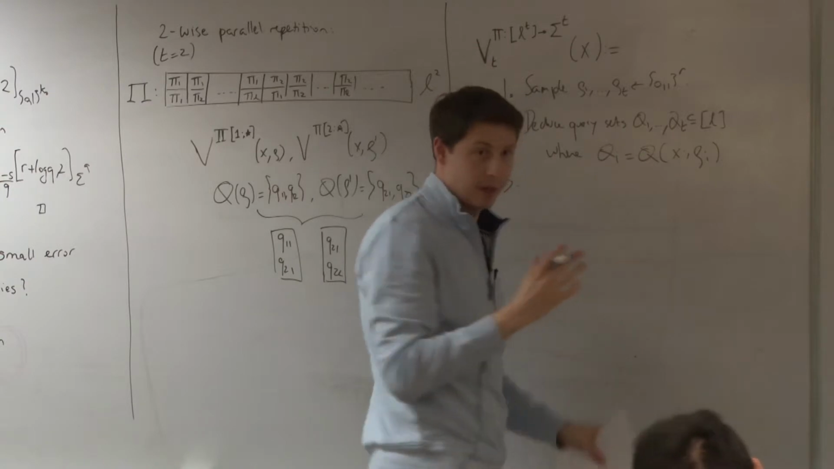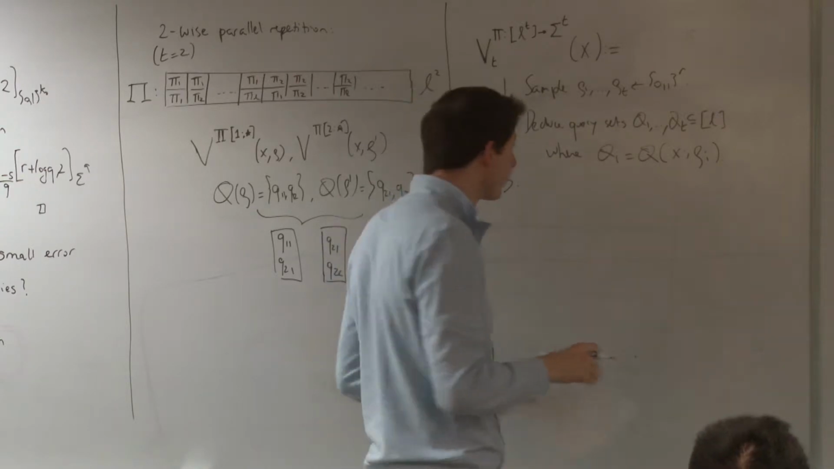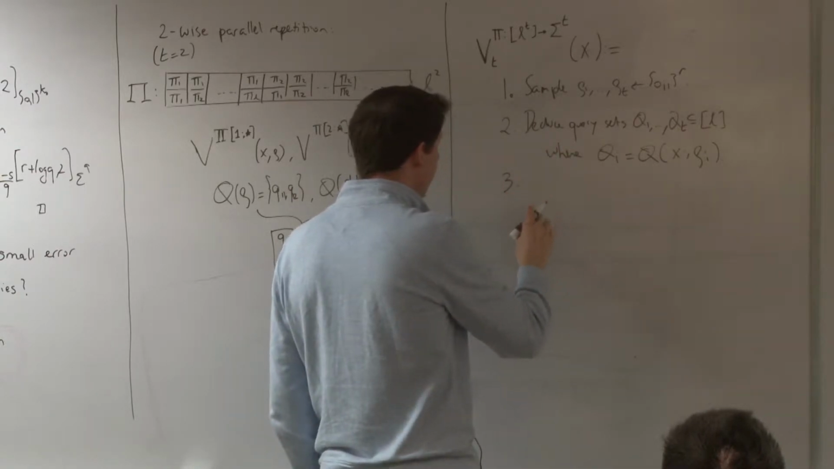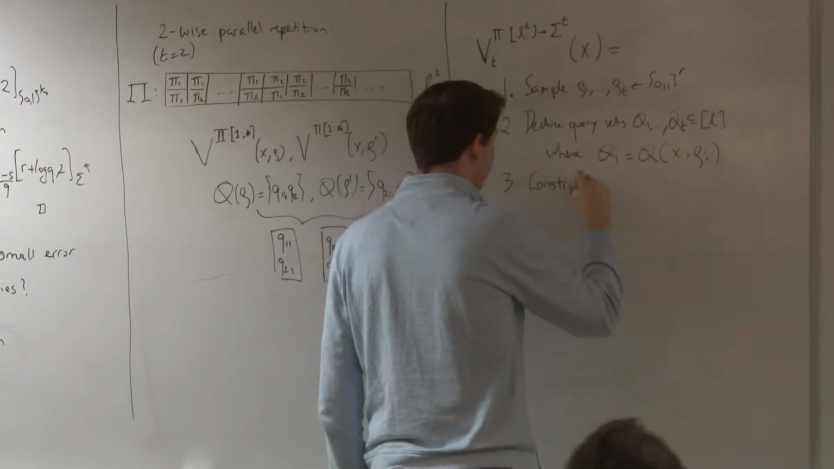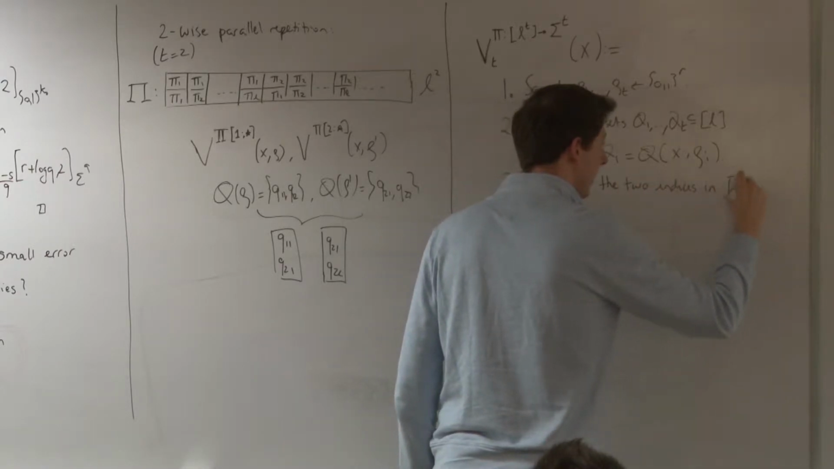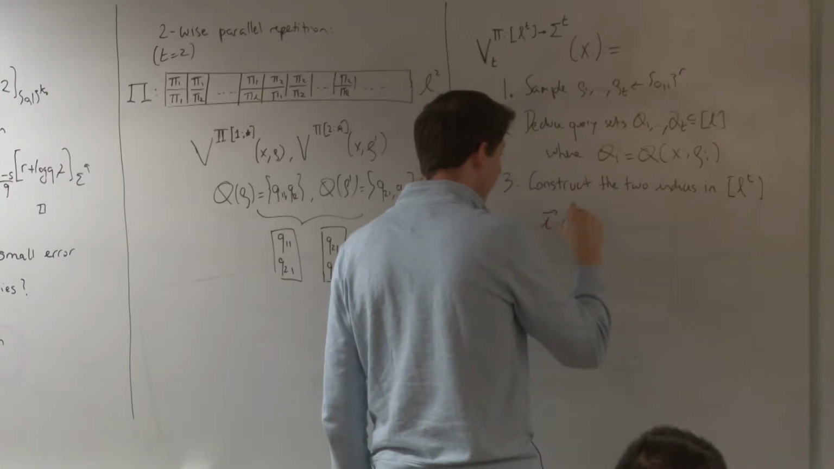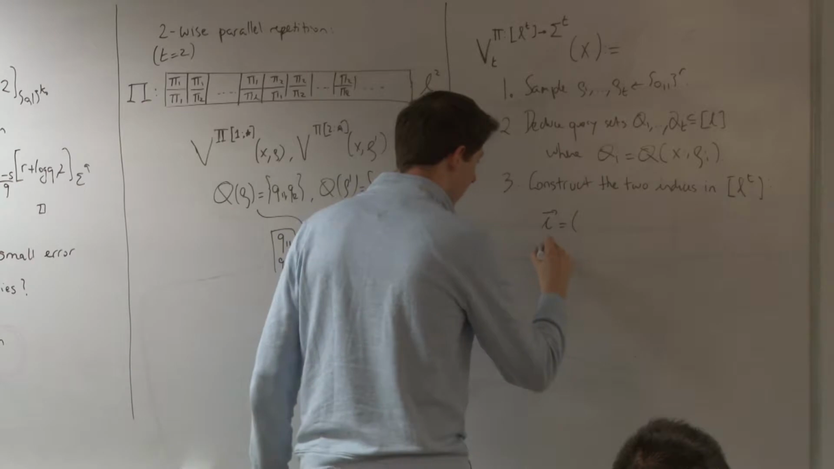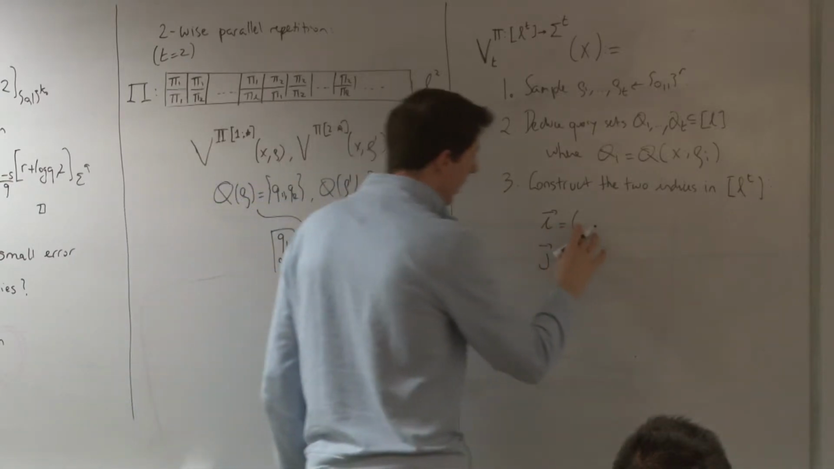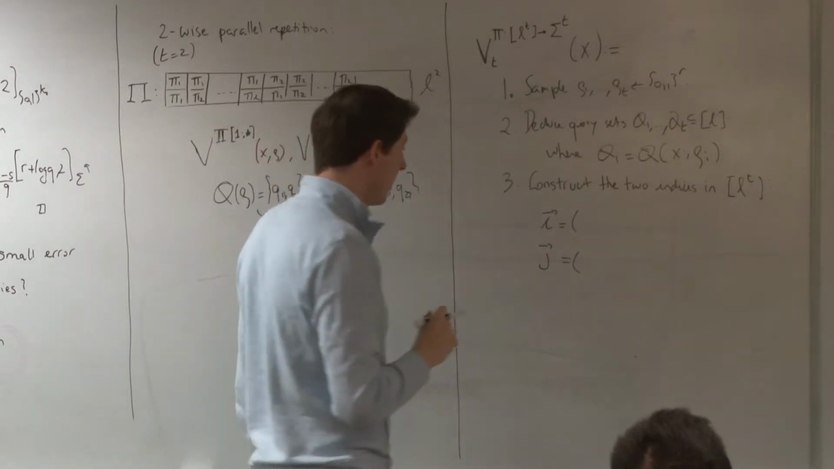In general, parallel repetition makes sense syntactically not just when each verifier makes 2 queries; it can be whatever number. But let's do it for 2 queries because maybe it's easiest. I need to construct the 2 indices. Now the indices are going to be in [L]^t, so the first index is really a vector. Here are our 2 indices into the new proof. How many entries do I expect to have here? t, right?